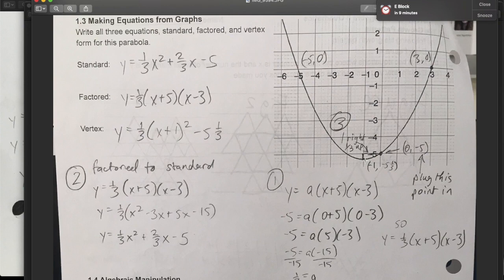I know that based on our a value of 1/3, we go up 1/3 and over 1 to the right, which means that the y value of the vertex has to be negative 5 and 1/3, because we went from the y-intercept of negative 5 over 1 and down 1/3, which would make it negative 5 and 1/3. So I can plug in negative 5 and 1/3 there. And that's all that you have to do for that one. Okay.